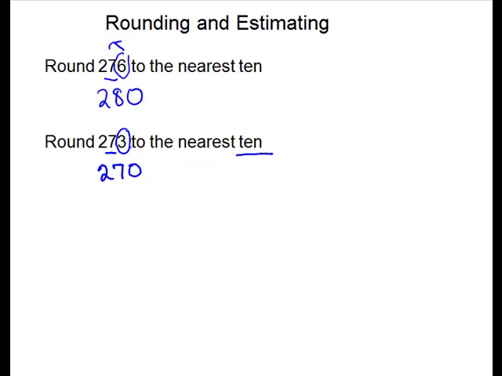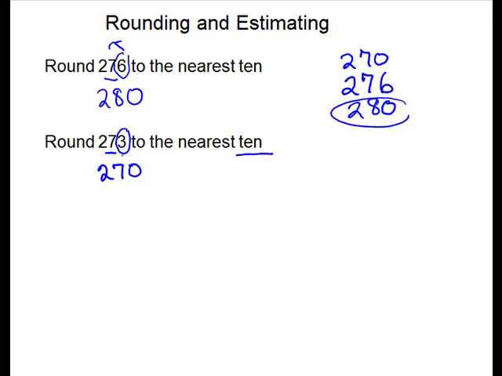An alternate way to look at these problems, if this is not clear to you: if we have 276 back on the first problem, and we're rounding to the nearest 10, we're looking at the tens that are around this. The one that is lower is 270. The one that is higher is 280. Whichever of those it's closer to is what it's going to round to. So 276 is going to round to 280.